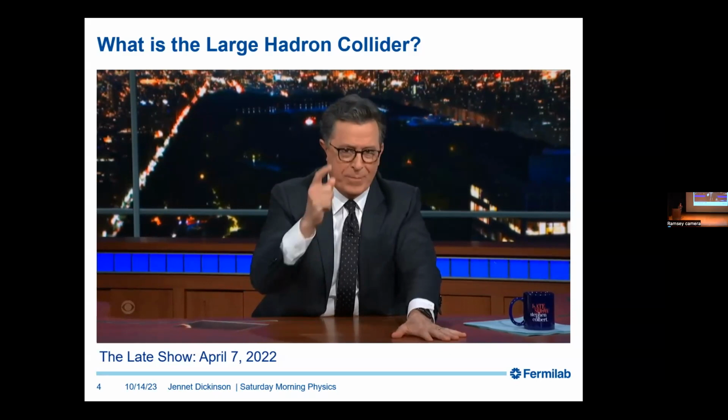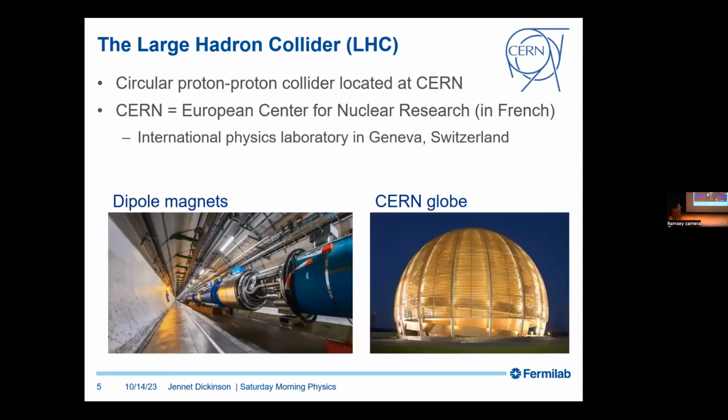So that is Stephen Colbert comparing his job to mine. We basically do the same thing. But like you heard, the Large Hadron Collider is a circular proton-proton collider located at CERN. This is an international lab in Geneva, Switzerland. It actually spans the border of France and Switzerland, so they split the electric bill. And there's a lot of math involved, both to keep these charged particles moving in a circle and to keep the beams focused so that they don't spread out.